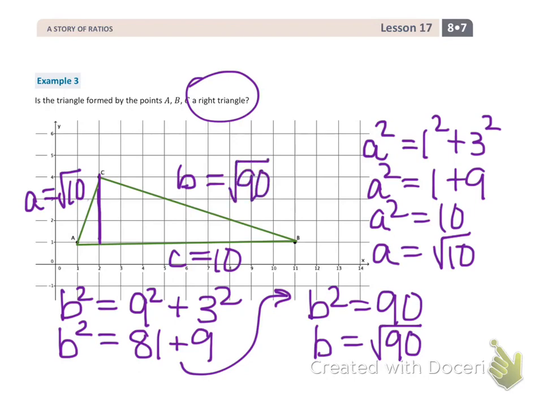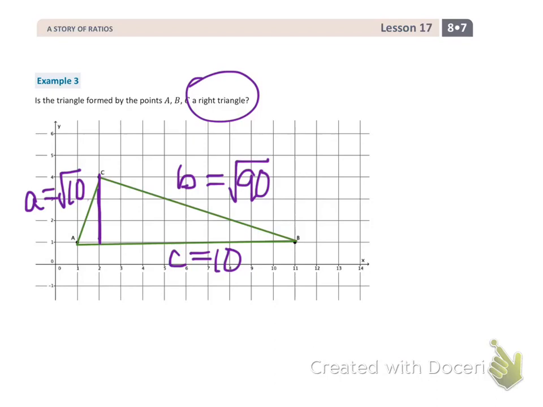Now I'm leaving these all as exact answers until I'm all done, because if I round off, I'm not going to be able to check for the Pythagorean relationship. But now I can with these. So let's get ourselves some room. All right, so to check for triangle ABC, I want to know if C squared is equal to A squared plus B squared.